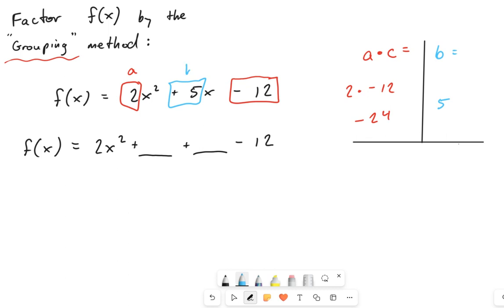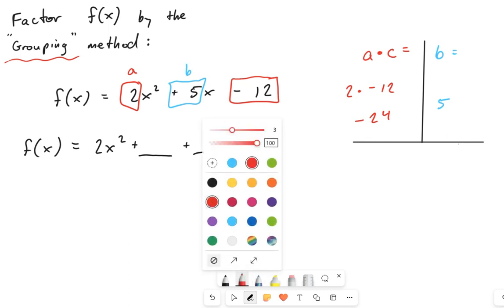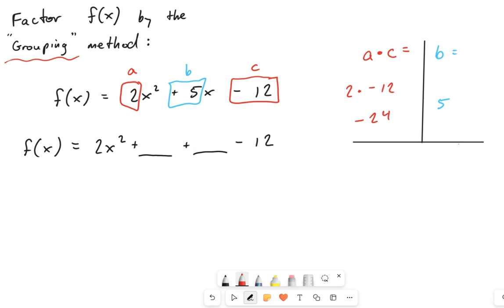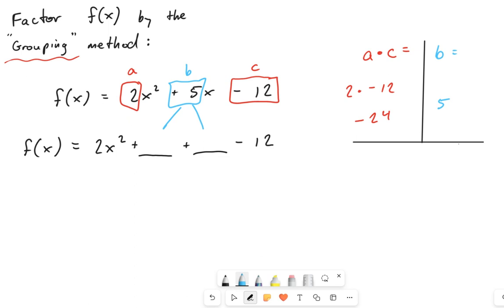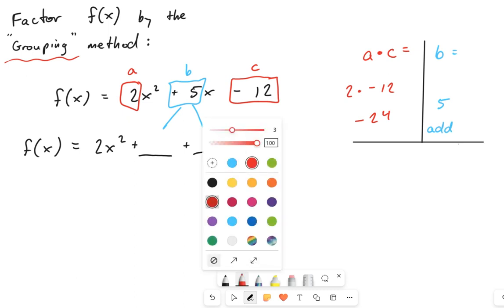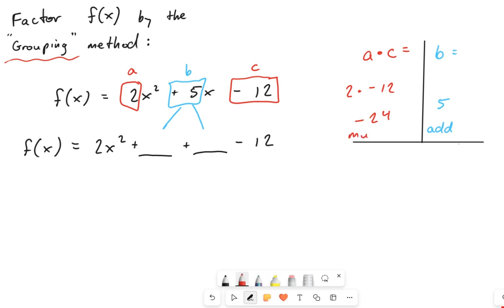Now, what I'm getting out of this is looking at these numbers this way is going to tell me how to split up that middle term into two things. See, my goal is eventually to turn that 5x into something else. And the way I do that is in this chart over to the right. So what I want is two numbers which add up to 5, and they're going to multiply to negative 24.